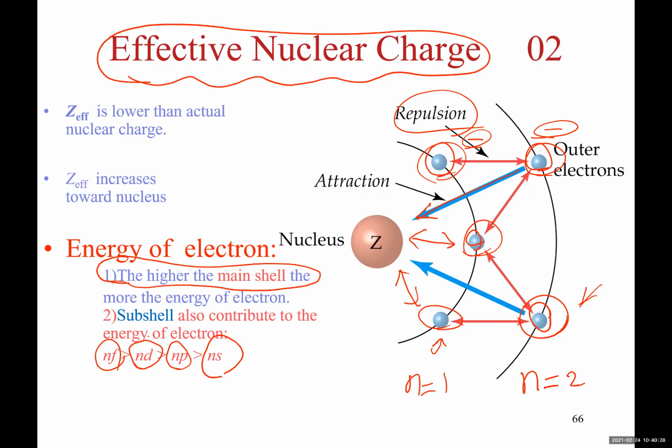So if I am going to calculate energy of an electron, I need to look at two factors. Number one, what is the shell number? Number two, what is the subshell? Remember s, p, d, and f. These were called subshells, right? So we have to look at two factors. Combine these two factors, then we can calculate relative energy of electrons in an atom.